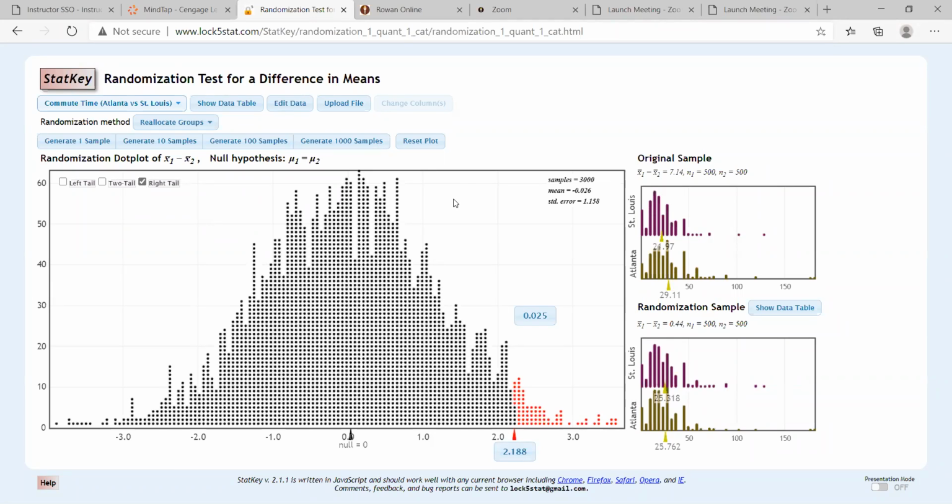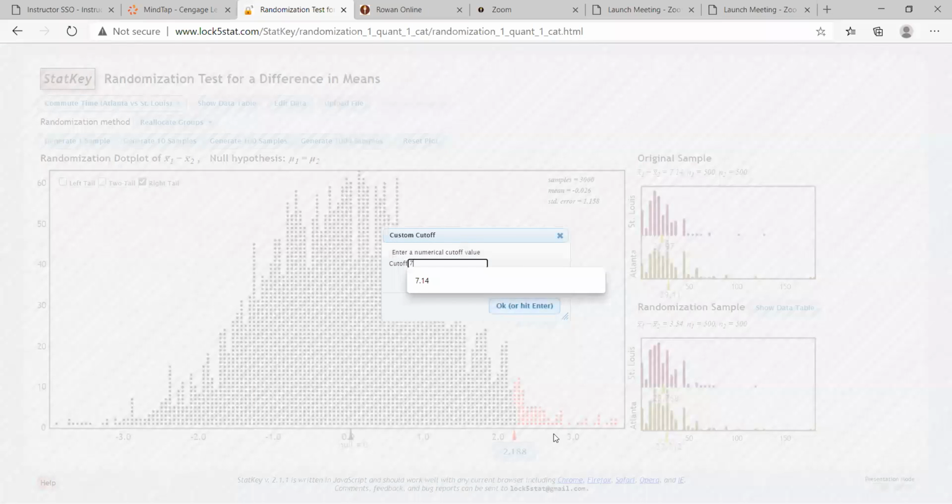Now, once again, what we're going to do is take our sample statistic, in this case 7.14, and replace it into this box down here. In other words, plot it along this x-axis and see where it is. Obviously, it's going to be way to the right here, but I'm going to do it anyway. Let's plot it, 7.14.